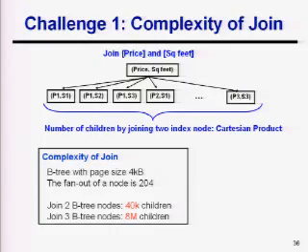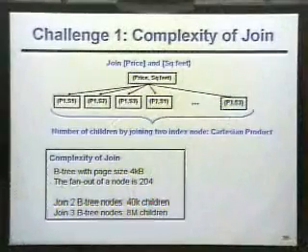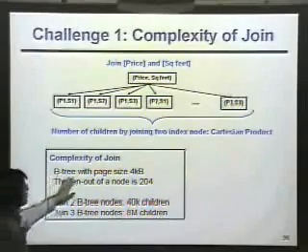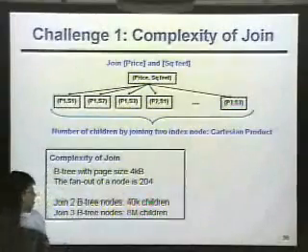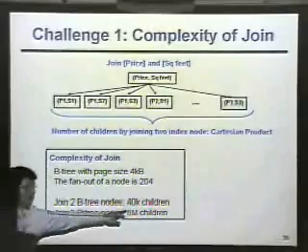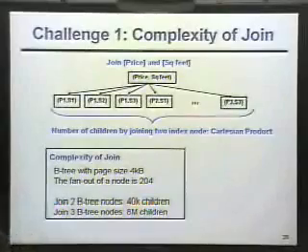So this is the first challenge, on the complexity of join. Let's say we join price and square feet, and the number of children is the Cartesian product of the number of partitions in each part. Let's do a very simple calculation. If we use a B-tree to index price and a B-tree to index square feet, with page size 4 KB, the fan-out of our node is around 200. If we join 2 B-tree nodes, there will be 40K children. If we join 3 B-tree nodes, there will be 8 million children. So this number of children grows exponentially with the number of data partitions.